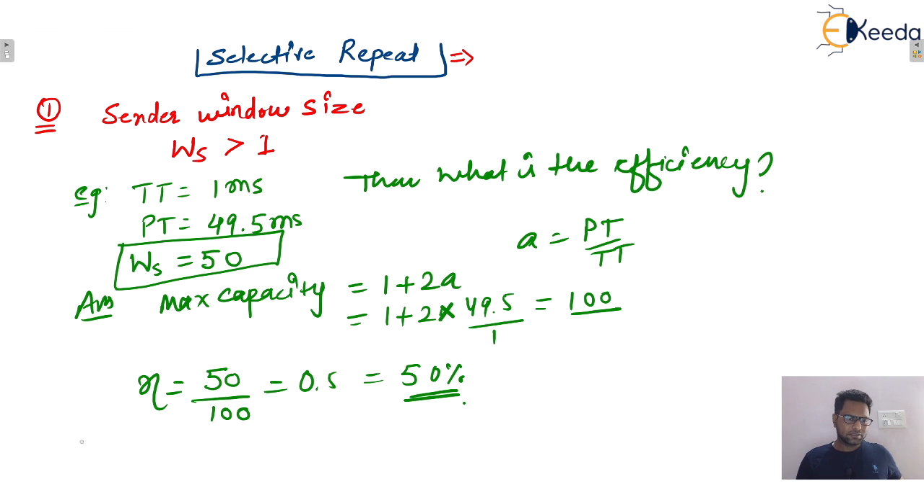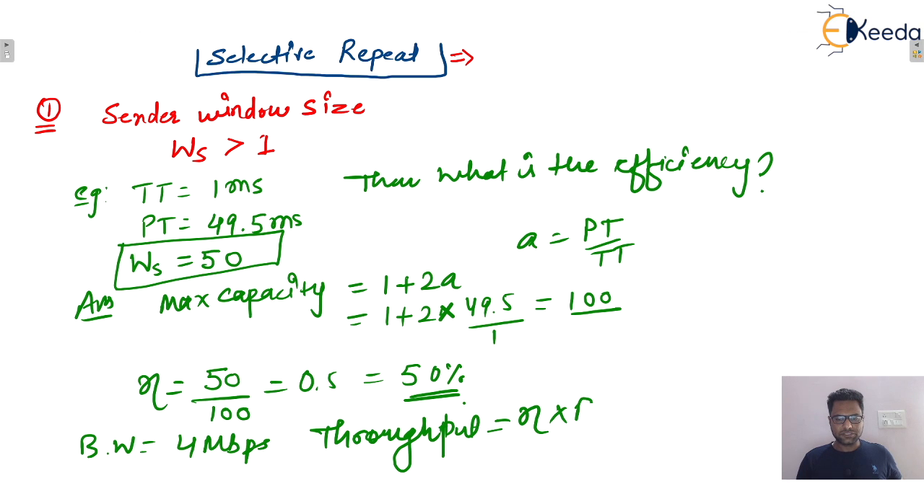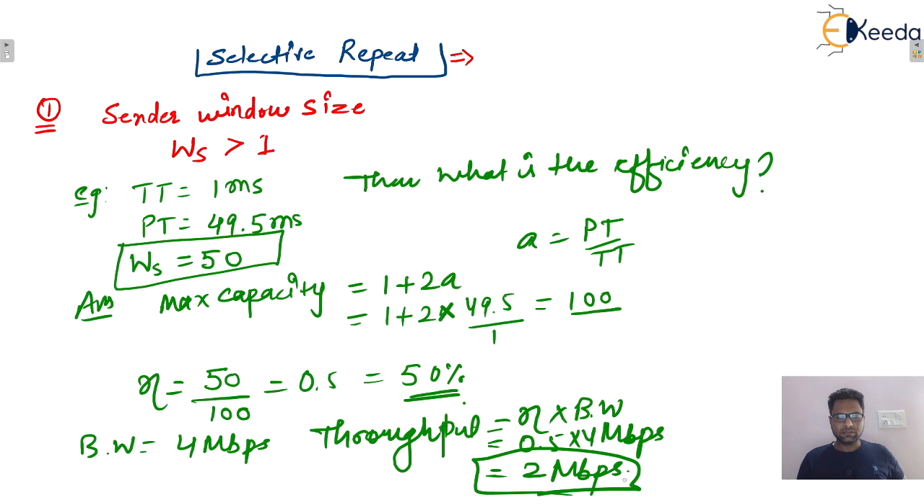Let's say bandwidth is also given, 4 Mbps, and the question is, what will be the throughput? Throughput will be efficiency into bandwidth. So efficiency 0.5 into 4 Mbps comes out to be 2 Mbps. That will be the throughput, meaning effective bandwidth or effective data rate. You can do these types of questions easily. That was the first point regarding selective repeat.